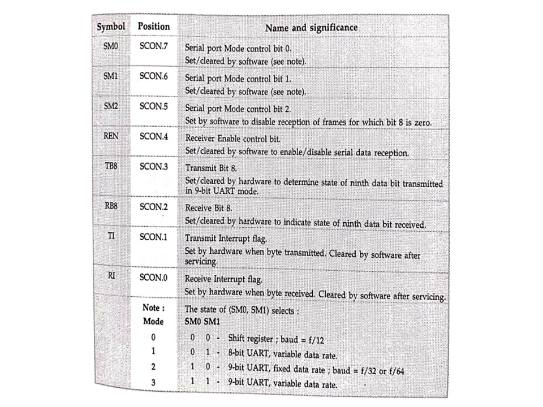Mode 2 means the SM0 and SM1 bits in the SCON register are 1 and 0 respectively. It is 9-bit UART with a fixed data rate, and the baud rate will be either F by 32 or F by 64. And for mode 3, SM0 and SM1 should be 1 and 1 respectively. It is also 9-bit UART, and the important thing to observe here is the variable data rate.